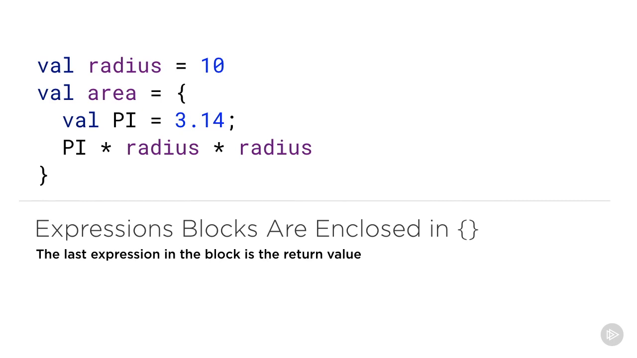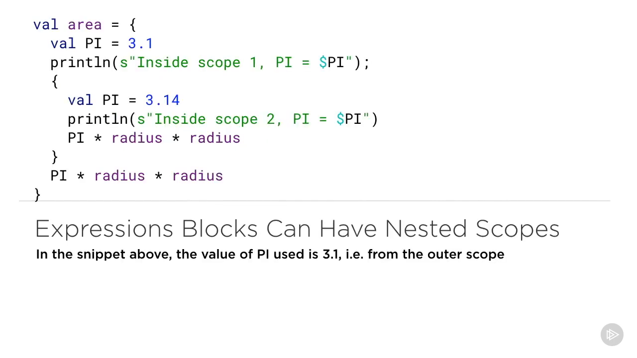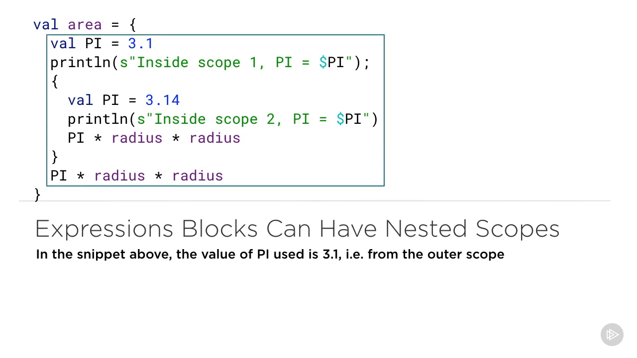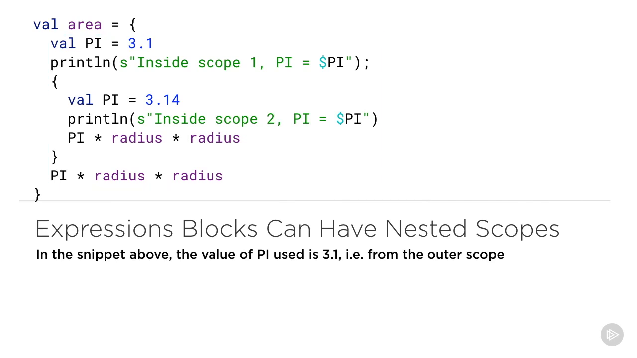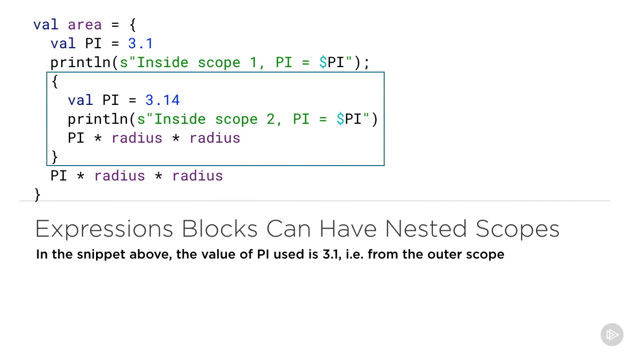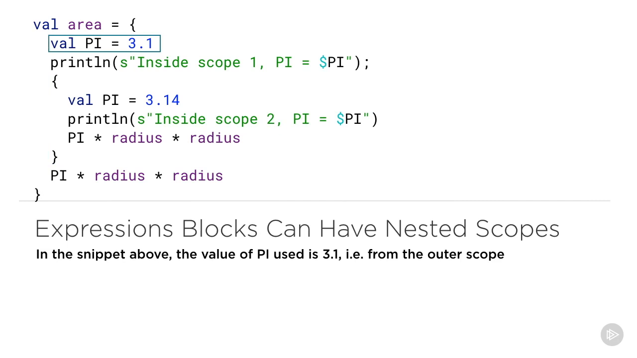Expression blocks are really very powerful and they are closely linked to functions. Expression blocks can be nested. It's perfectly possible to have one expression block with multiple scopes within it. Here on screen now is an example of an expression block with a nested expression block inside. Both the outer and the inner scopes define the constant pi. The outer scope defines it as 3.1, the inner scope defines it as 3.14. The return value uses the value from the outer scope, that is 3.1.